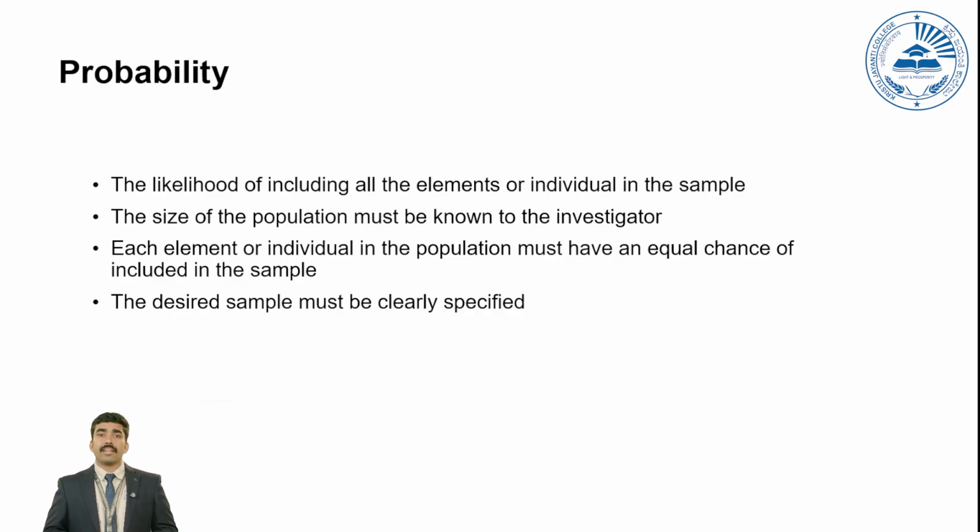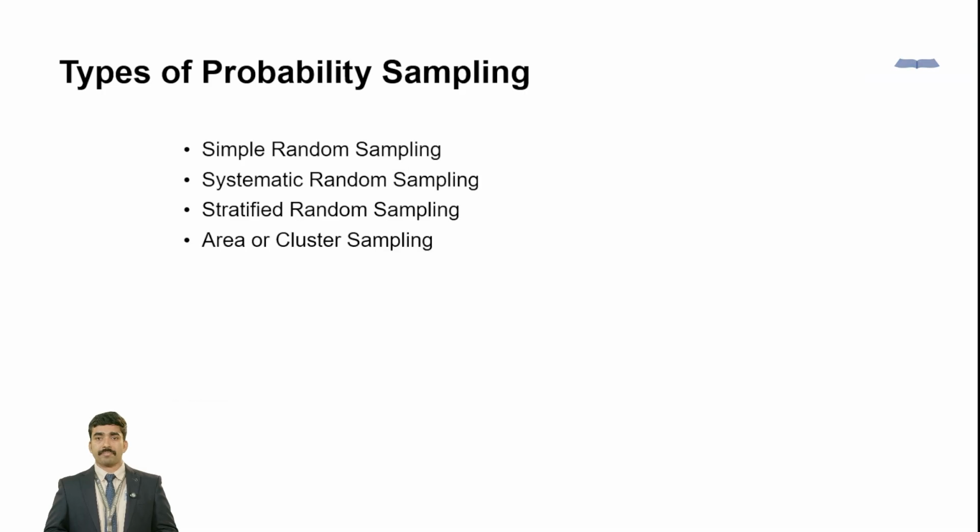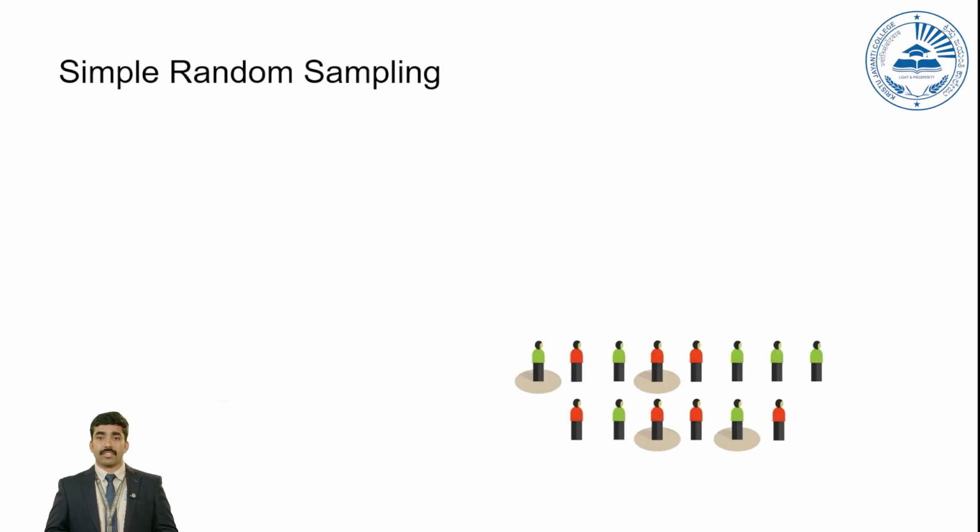Now talking about different types of probability methods. Majorly there are four different types of probability sampling method. One is simple random sampling, second is systematic random sampling, another is stratified random sampling, and the fourth one is area or cluster sampling. These four different types give us different ways of approaching and getting the data. We'll see why and when we use each of these sampling methods.